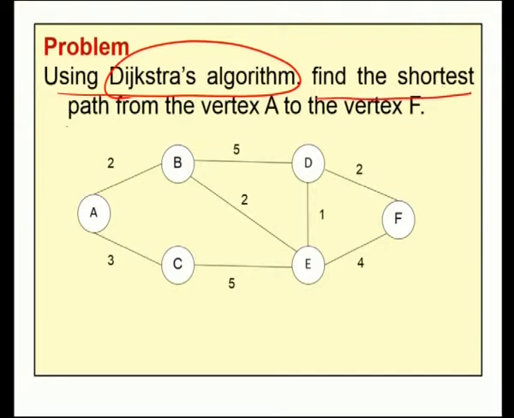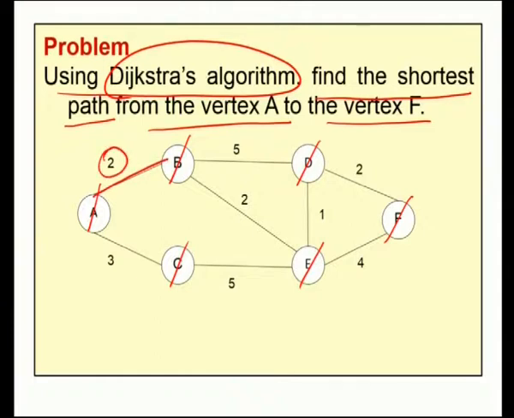Using the Dijkstra algorithm, find the shortest path from vertex A to vertex F, and also find the shortest distance. A network diagram is given which has 6 nodes A, B, C, D, E, F, and the nodes are connected by arcs. For example, nodes A and B are connected by an arc of distance 2 units, and nodes A and C are connected by an arc of distance 3. For this network diagram, we will find the shortest path from node A to node F using the Dijkstra algorithm.